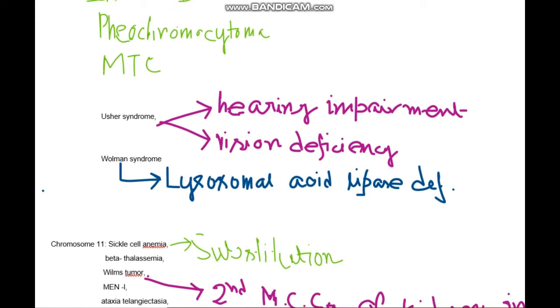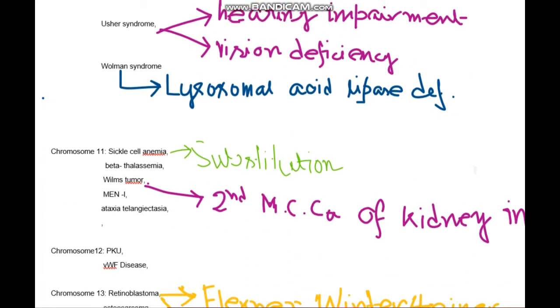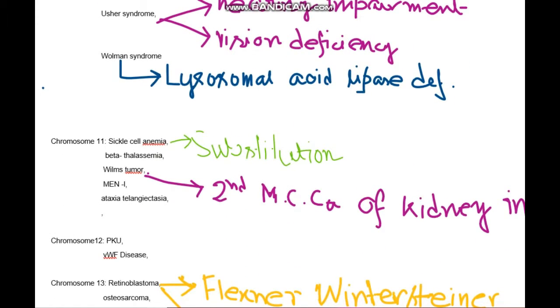Usher syndrome, that is hearing impairment and vision deficiency, so the patient can't see and can't hear. For Wolman, it's a lysosomal acid lipase deficiency. Chromosome 11, we have sickle cell anemia. That's a substitution mutation in which glutamic acid is replaced by valine in the beta globin chain on chromosome number 11.